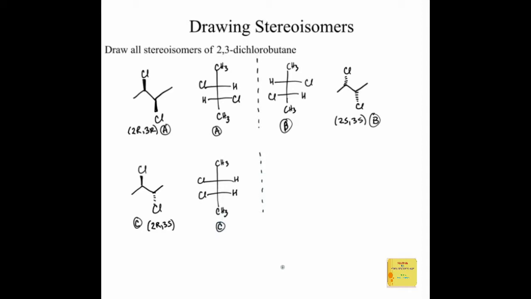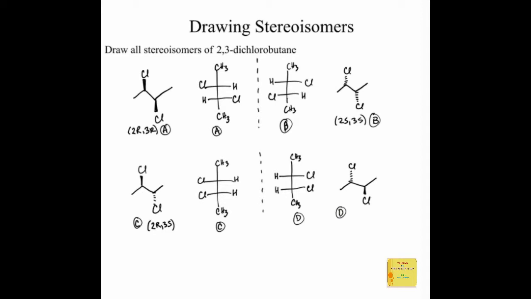And now we could draw its mirror image. So it's useful to draw stereoisomers as pairs of enantiomers, pairs of mirror images with inverted chiral centers. Hydrogens on the inside, chlorines on the outside. And that would be the same structure, but instead of a wedge and then a dash, we could have a dash and then a wedge. And we would call this structure D.